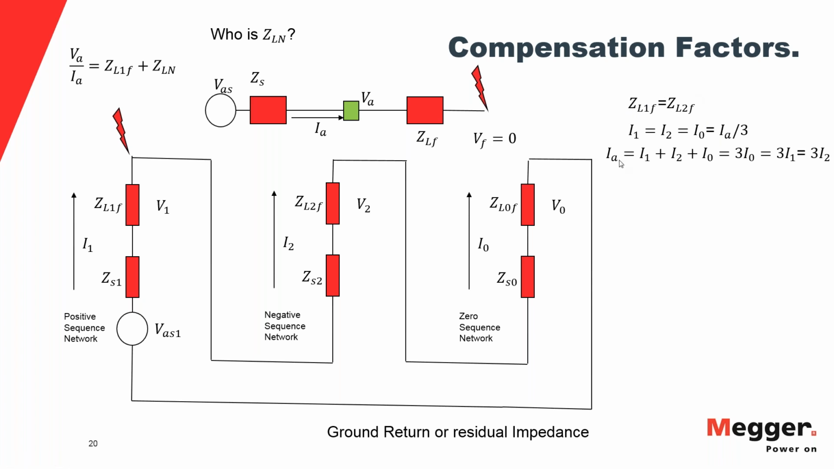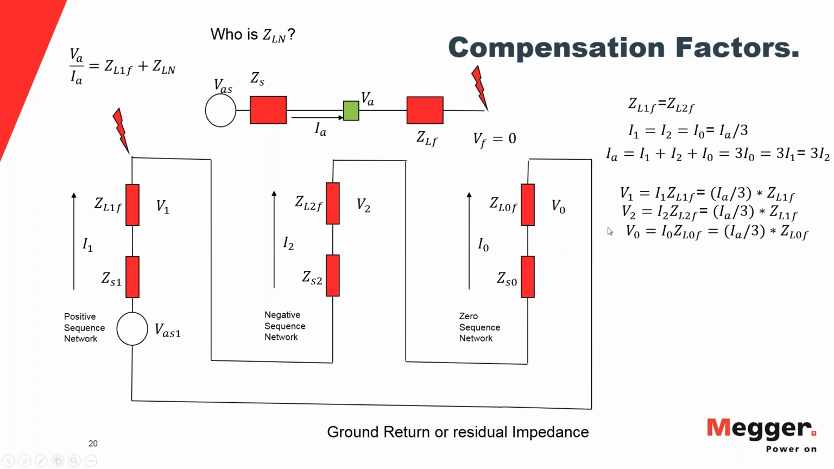And we can say that because this is the definition of sequence components, that IA, which is one of the terms of the equation that we're looking for here, equals the sum of the three sequence components. In this case, it's 3I0, because I1, I2, and I0, since this is a series circuit, are the same. So we can say that IA equals 3I0 or 3I1 or 3I2. It will be relevant later as we go with the rest of the equations.